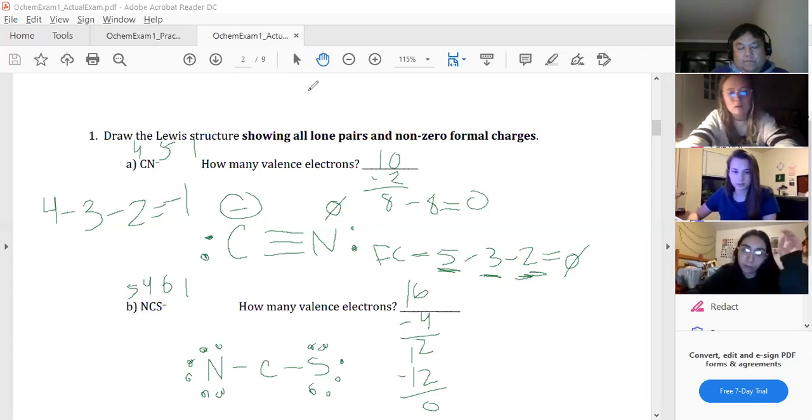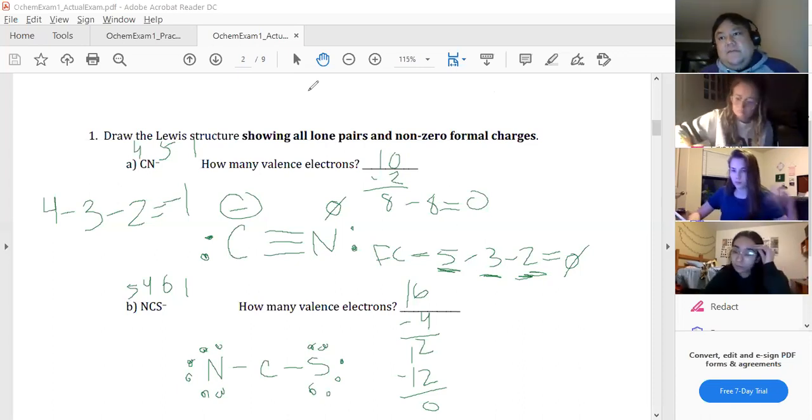Carbon does not have a full octet. Correct. Carbon does not have the full octet. That is your biggest crime you have to watch out for, right?